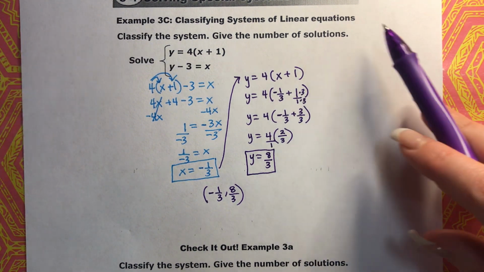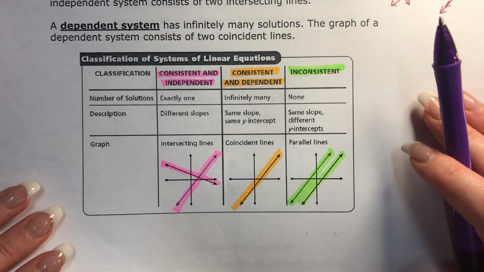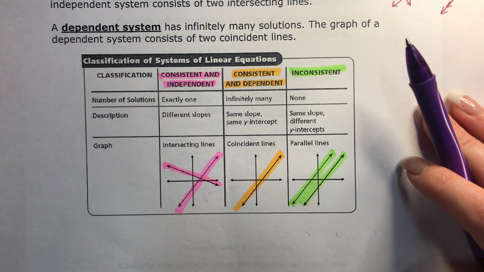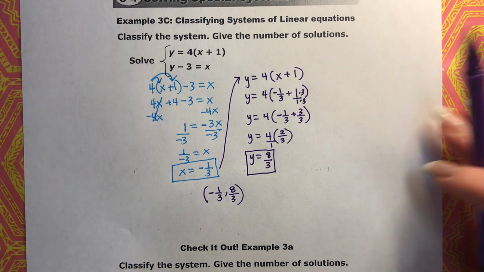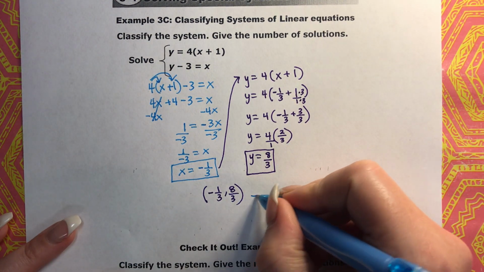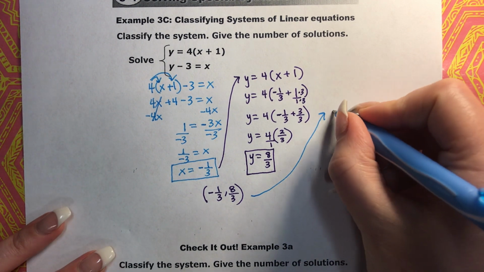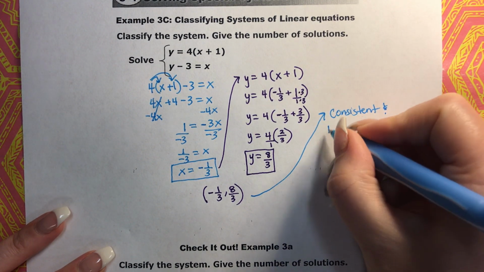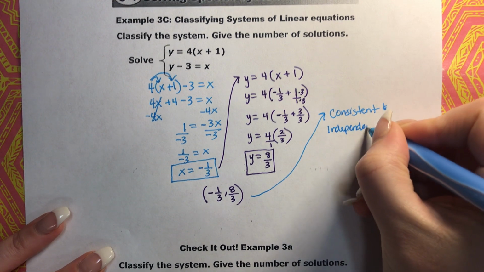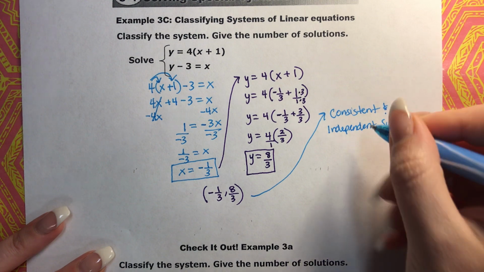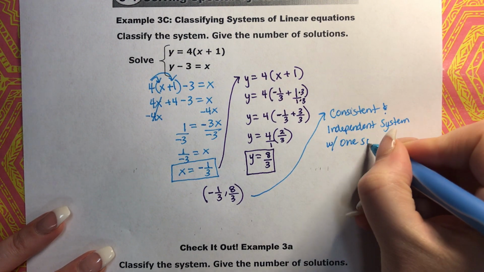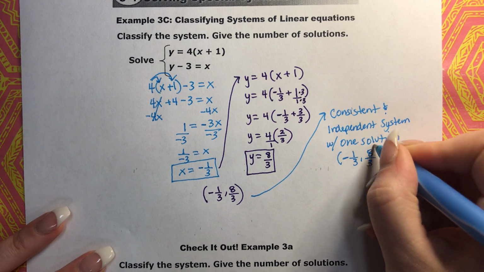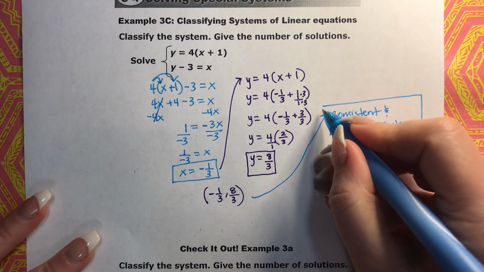So it says classify the system, give the number of solutions. So this is intersecting lines, so that classification is going to be that it's consistent and independent, and it has one solution, and we discovered the solution. So I'm going to move this right here. This is a consistent and independent system with one solution, and the solution is -1/3, 8 over 3. And there you have it.